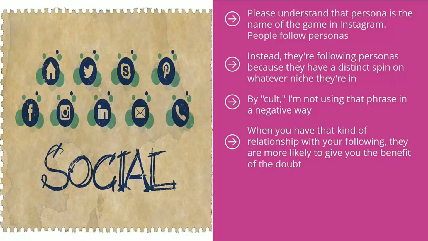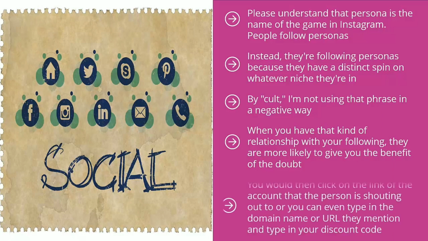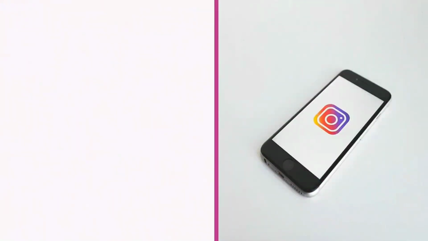For example, if you follow somebody who you can count on to publish the very best pictures on luxury watches that he or she actually wears, chances are you would sit up and pay attention when this person posts a picture of a really nice-looking big brand watch with the message 40% off on it. That would get your attention. You would then click on the link of the account that the person is shouting out to, or you can even type in the domain name or URL they mention and type in your discount code. That's how influence works. It's all about this cult of personality.